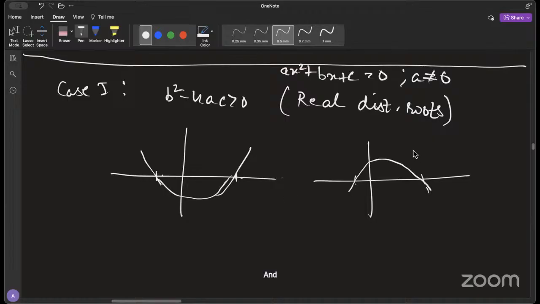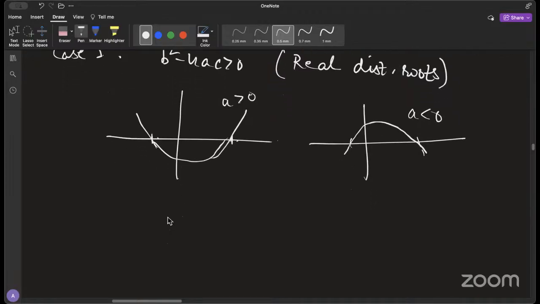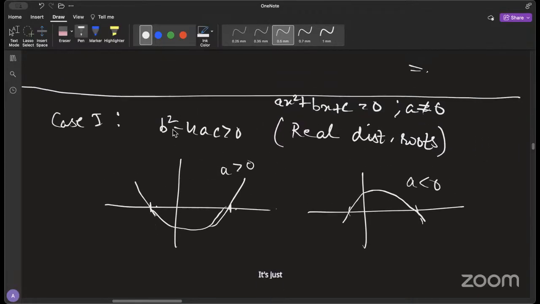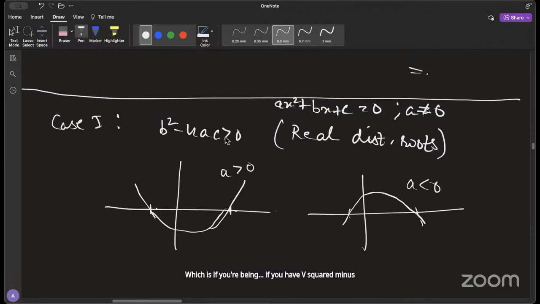And this depends on whether a is less than 0 or a is greater than 0, right? Which is, if you have b squared minus 4ac greater than 0, then the graph of your quadratic equation cuts the x-axis at 2 points, 2 distinct points.